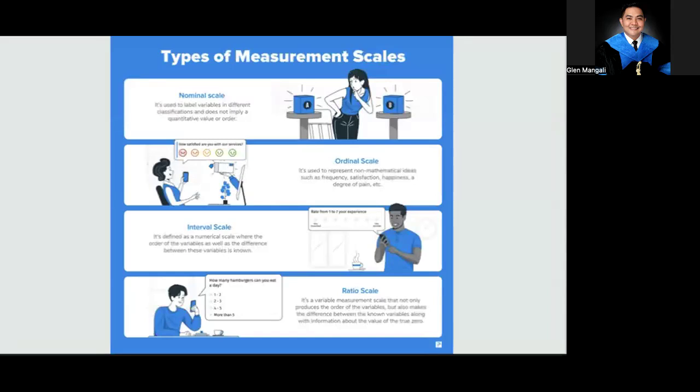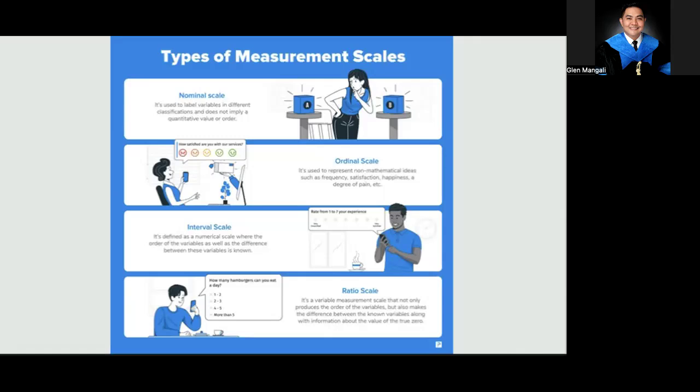So for example, nominal data, there are two category, the A and B. But when you talk about ordinal data, it is used to represent a non-mathematical ideas such as frequency, satisfaction, happiness, a degree of pain, and the like. And if it's interval, it is defined as numerical scale where the order of the variable as well as the difference between this variable is known. So you can see that as projected on the screen.